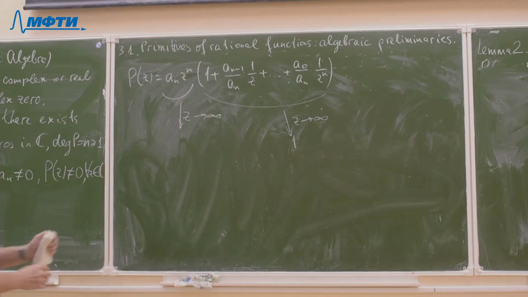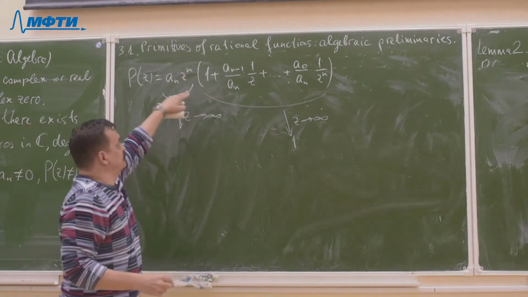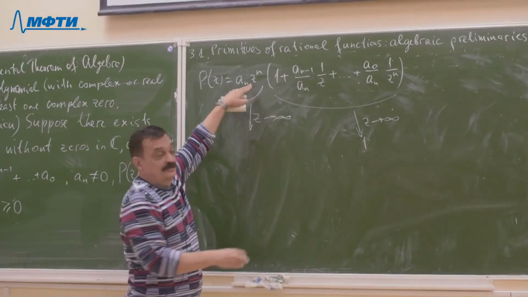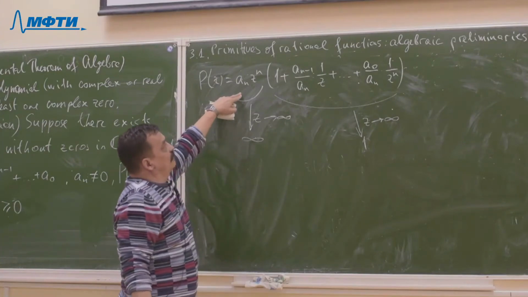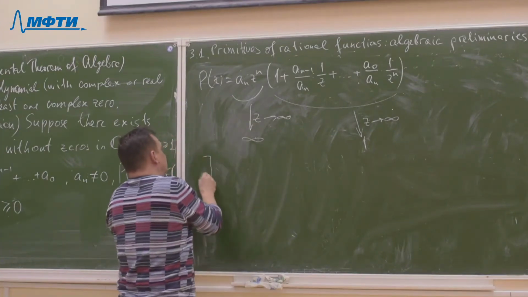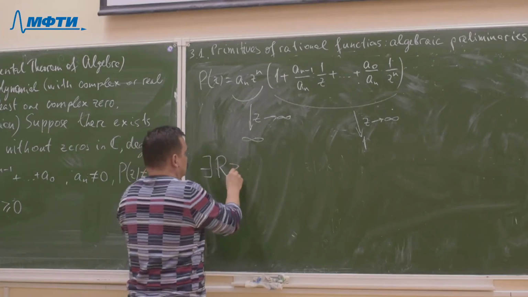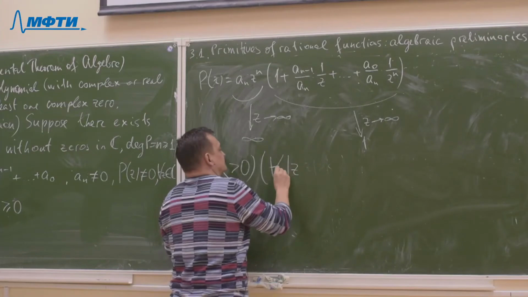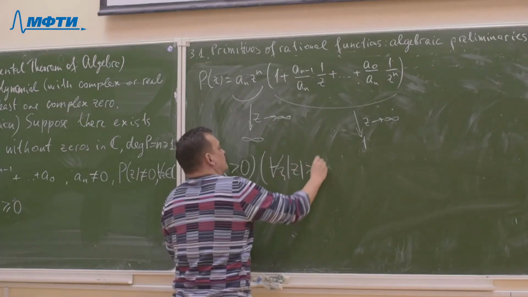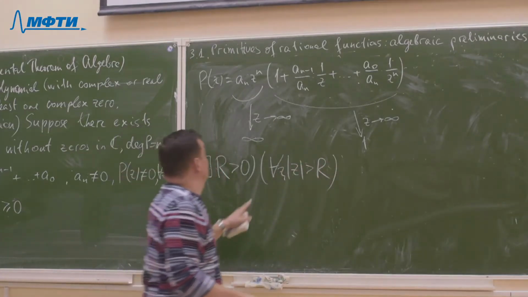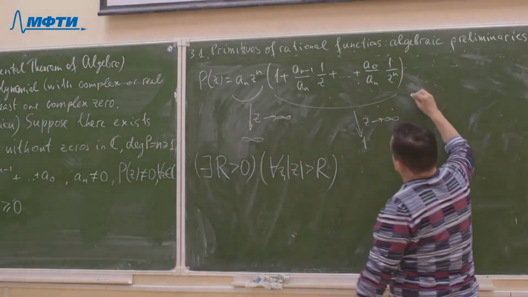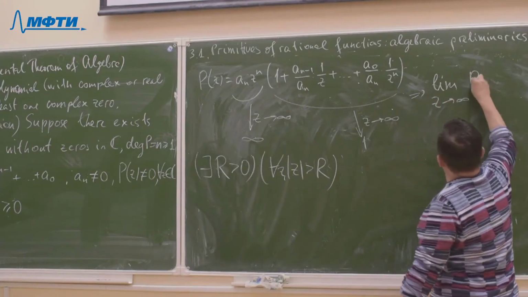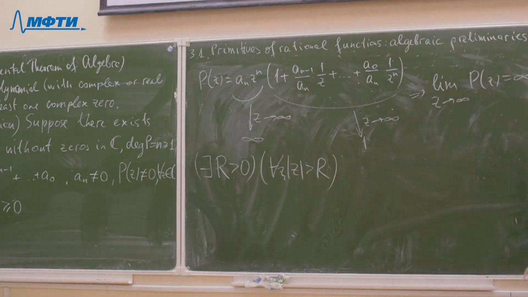Look. This tends to 1, doesn't matter, forget about it. And this part tends to what? Infinity, right? And it means that there exists r greater than 0 such that for all z with modulus z greater than r, it follows the limit as z tends to infinity of p of z equals infinity. That is what I need.